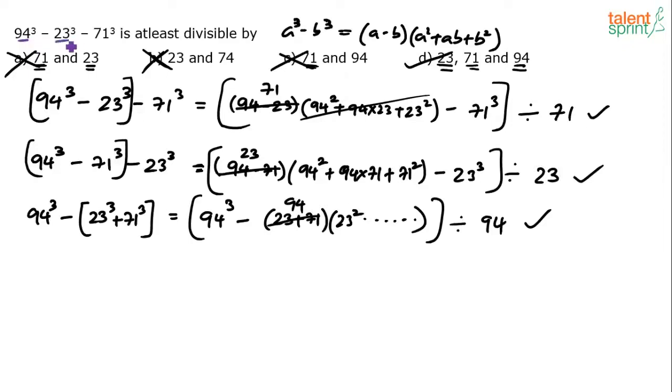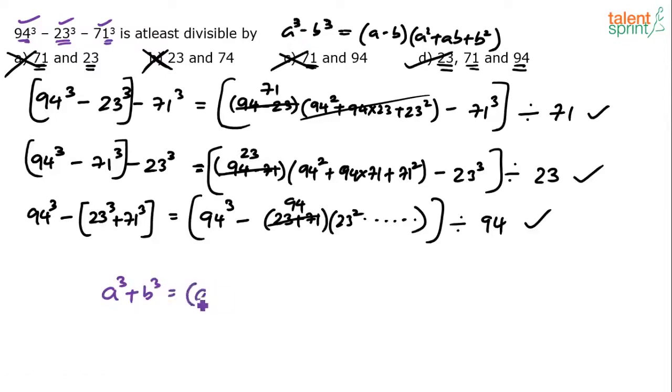I know that difference of 94 and 23 results in 71. Difference of 94 and 71 results in 23. Sum of 23 and 71 results in 94, which means the number will be divisible by 94, 23, 71. Understand? All these are cubic expansions, right? So I am using a plus b cube or a cube plus b cube or a cube minus b cube expansion. All you should know is this expansion.